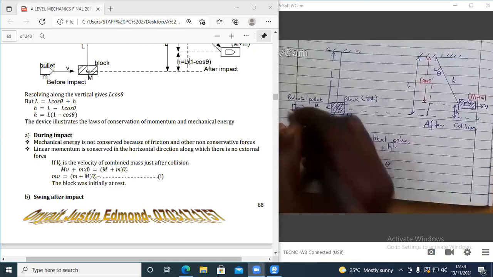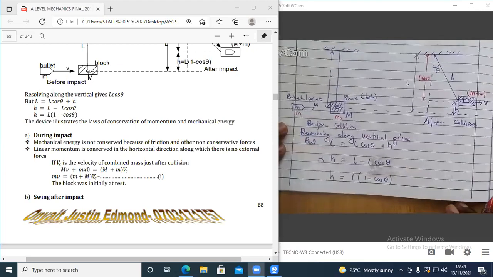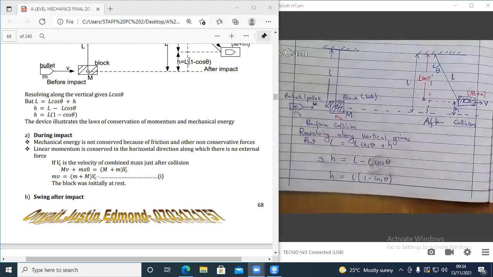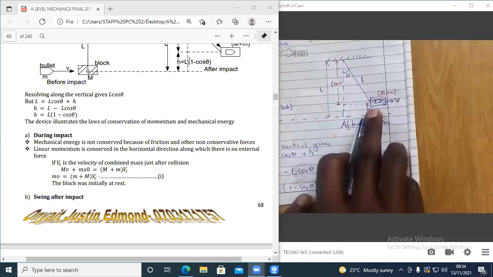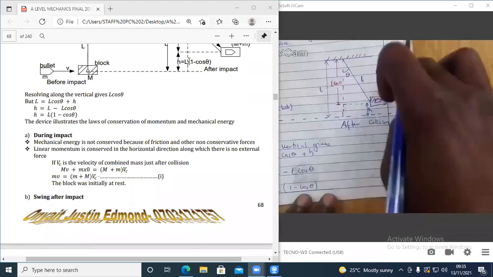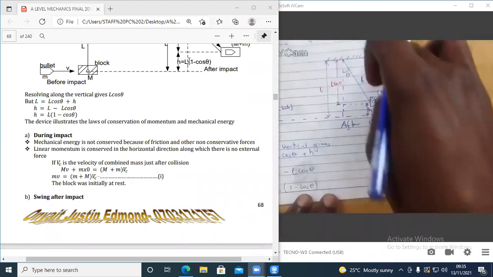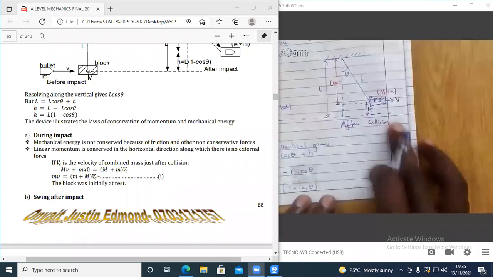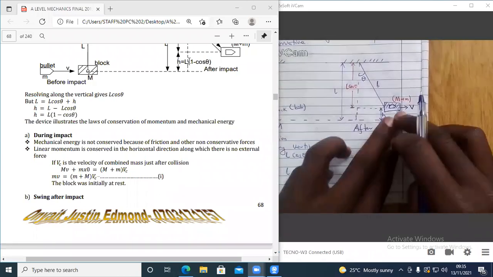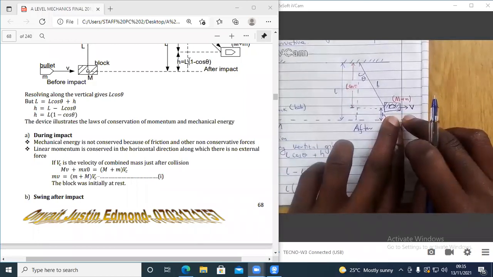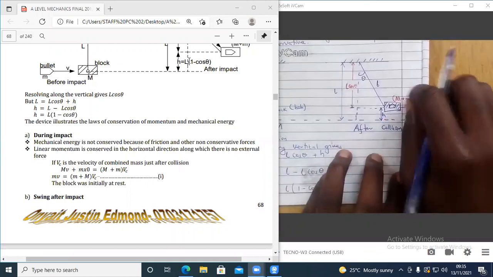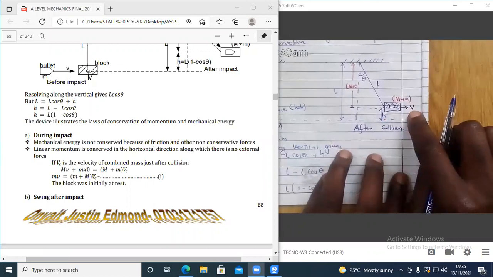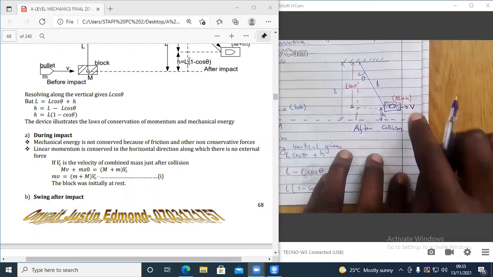Are you together, members? Yes, as long as they are well defined. So after impact, because you have fired the gun, they start swinging. In the process of swinging, because they are together, they will possess momentum. And because they are embedded together, they will move with a common velocity v. So which type of collision is that?